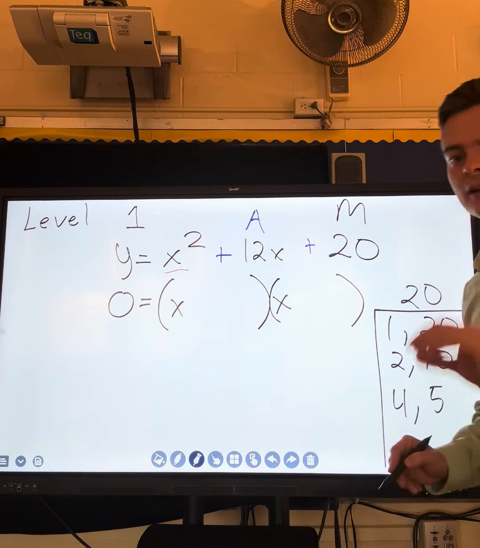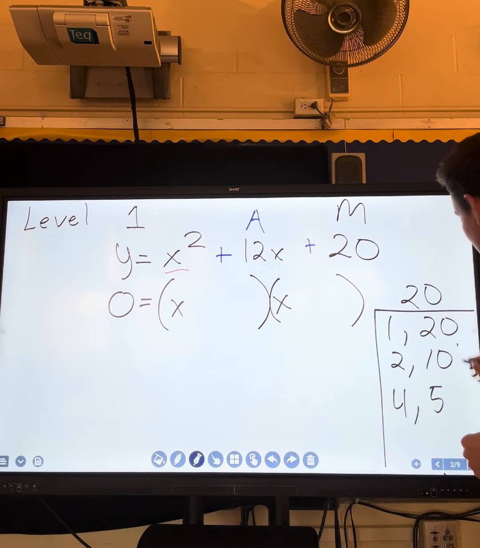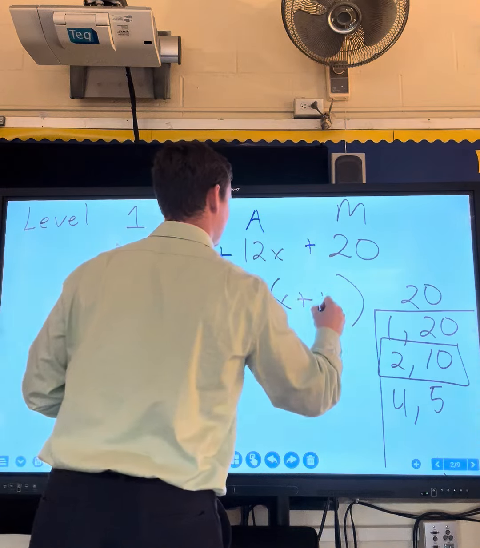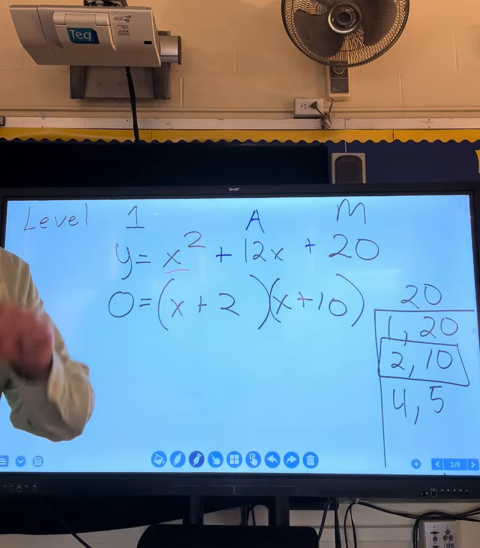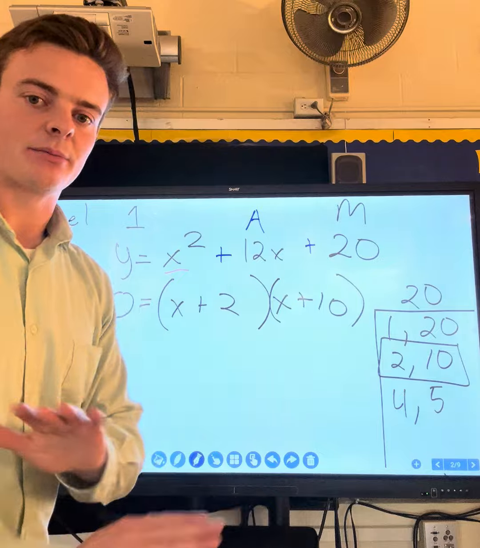And I think, do any combination of those add to 12? Yes, they do. 2 and 10. X plus 2, x plus 10. Those are my factors. If they just ask for the factors, I'm done there.